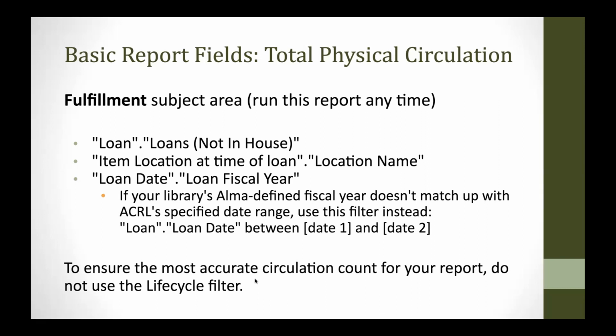And then with this particular count, be careful with the life cycle filter, because we do not set a life cycle filter here. The reason is if you set a life cycle filter when running this report, it will only return the items that have circulated and which are still in your catalog. So anything that circulated and has since been deleted will not be counted. So for that reason, we leave off the life cycle filter altogether, whereas normally we would include it.